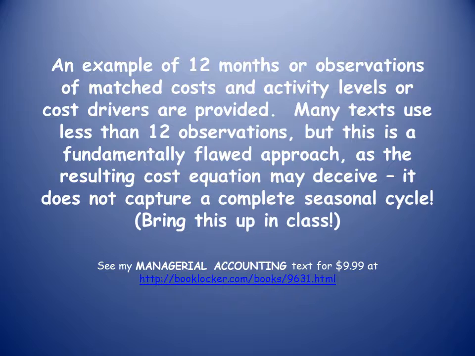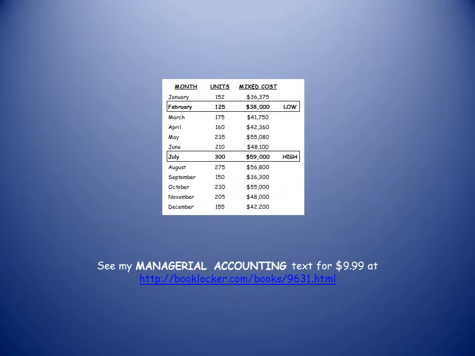I'll give you an example. Let's say you're in a resort area where there's skiing. So you're going to have high activity levels, high revenues and expenses during the winter months of the year, perhaps, and very low during the summer months. And if you do not capture the entire seasonal cycle, the entire 12 months, you're going to get a very different cost equation if you use 6 months during winter than you will if you use 6 months during summer. So bring that up in class if you like.